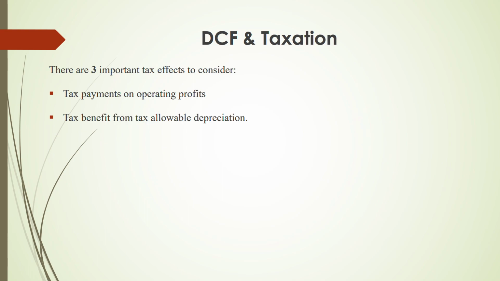I'm more focused on the second thing, because the first one you will be able to calculate. You are given the tax rate in the question, you are given the operating profit, or you can find the operating profit, sales minus cost, income minus expenses, and then apply the tax on it. It's easy. The second one is an area where you need to work things out. Tax benefit from tax allowable depreciation. This you have to find out.